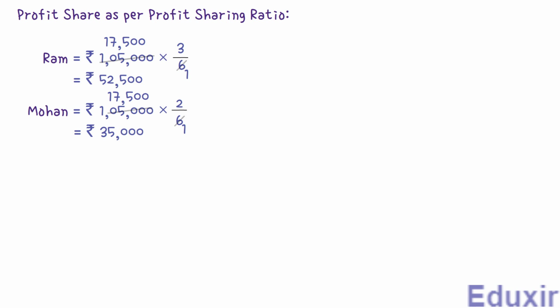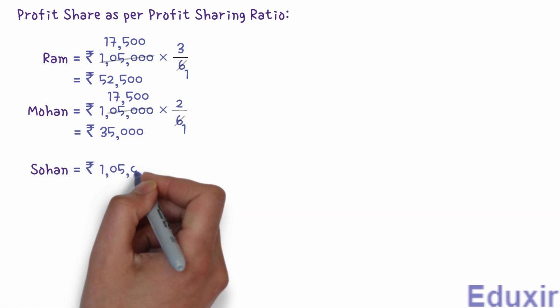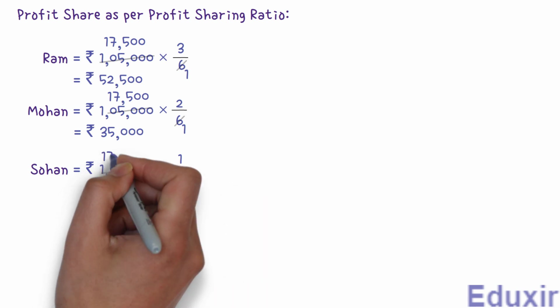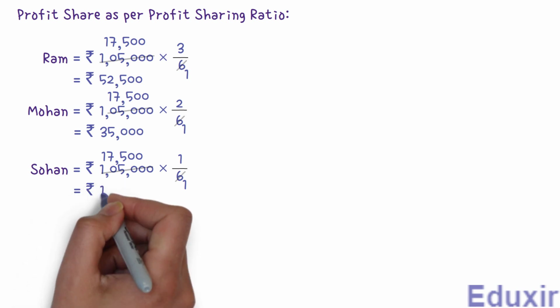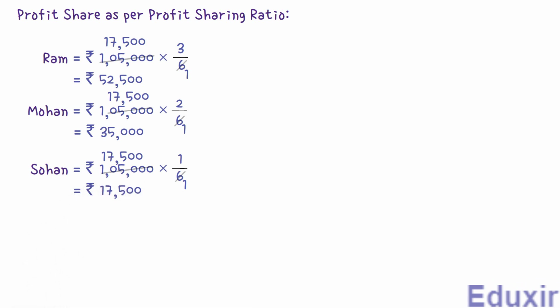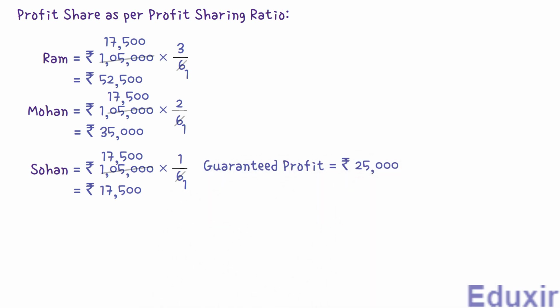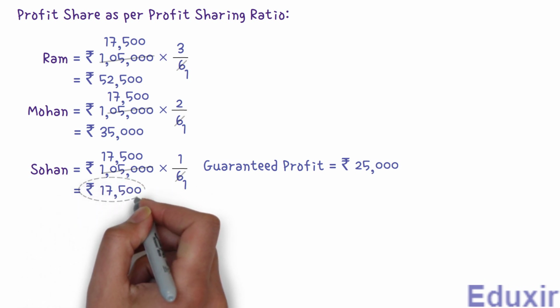Now, the profit share of the partner Sohan is equal to the total distributable net profit amount of 1,05,000 rupees multiplied with his profit sharing ratio 1 upon 6. Cancelling with 6, 6 ones are 6, 6 17,500 are 1,05,000. The resulting value of this calculation is 17,500 rupees. This is the share of profit for the partner Sohan. But it is given in the problem that the partner Sohan should get a guaranteed profit amount of 25,000 rupees. But as per the profit sharing ratio, we are getting his share of profit as 17,500 rupees.